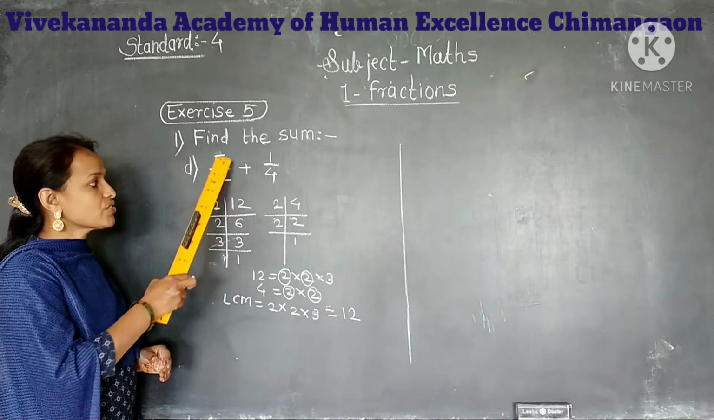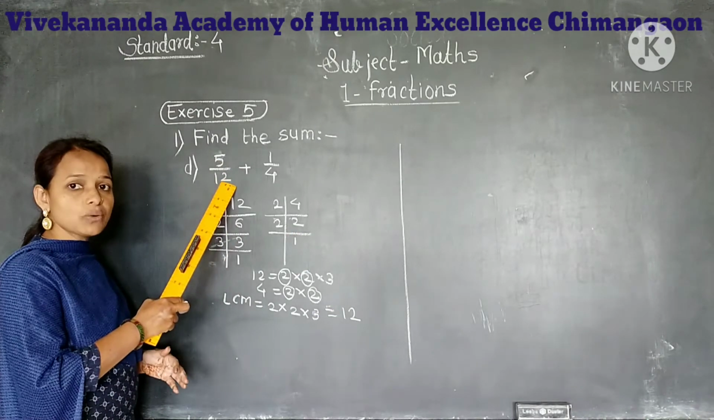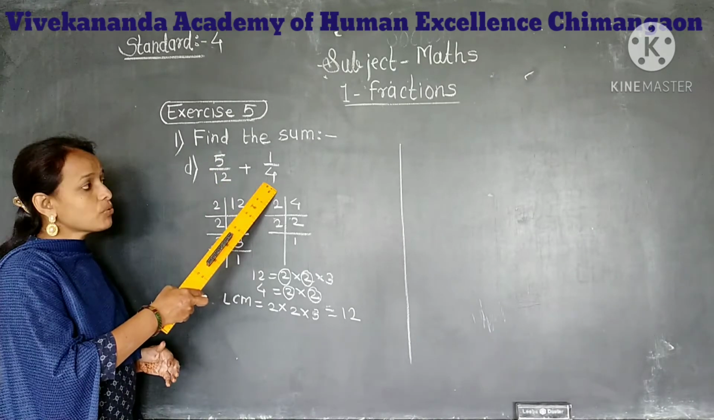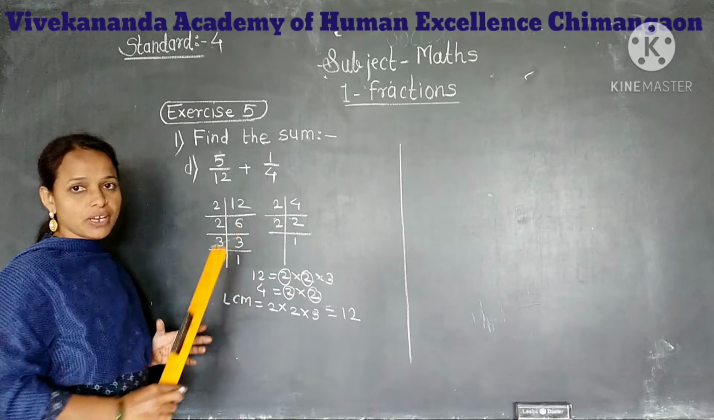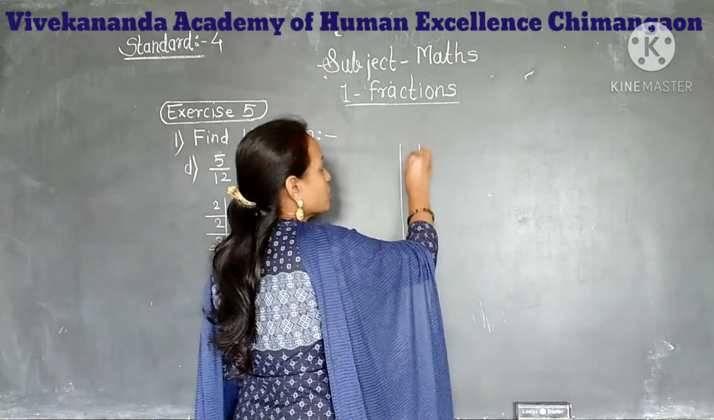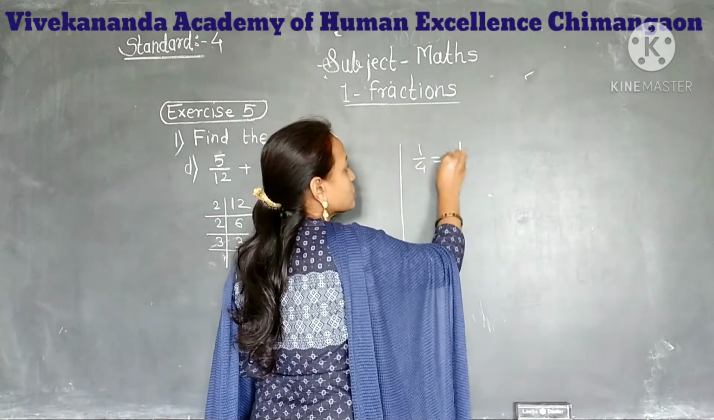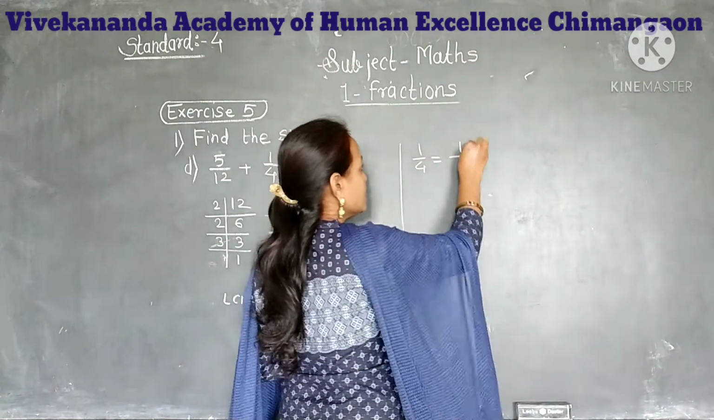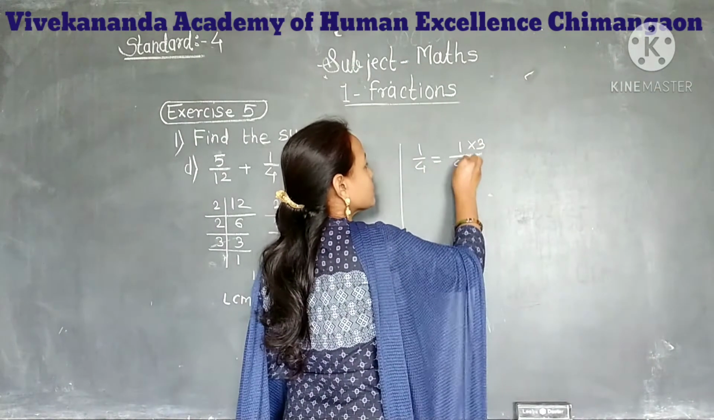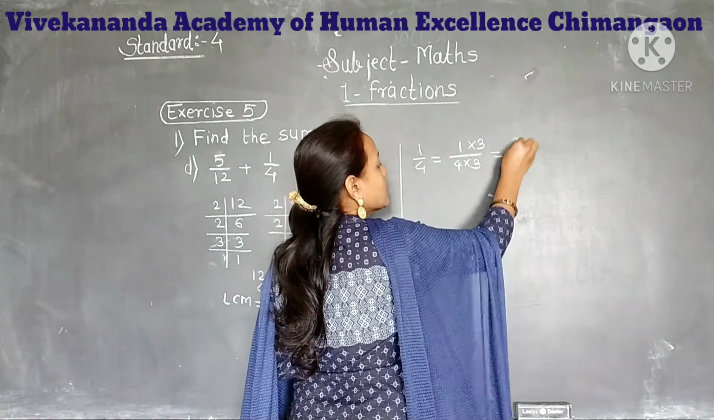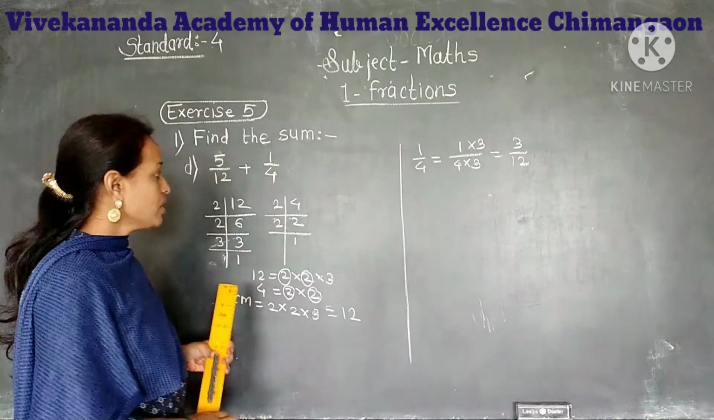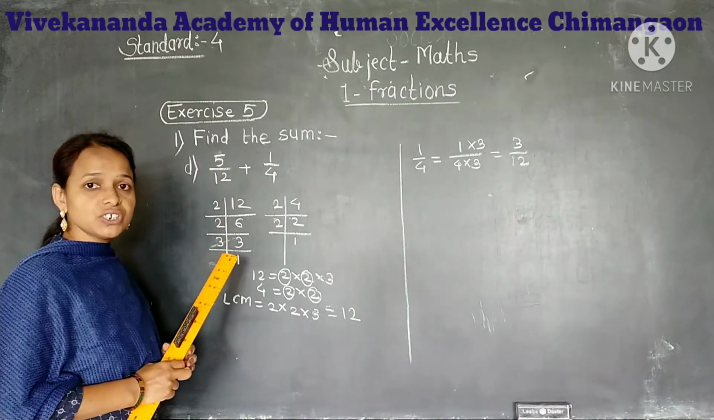Now we convert denominator as 12. But here first fraction 5 upon 12 already has denominator 12. So we have to change denominator of 1 upon 4 to 12. So second fraction 1 upon 4. 4 3s are 12. So we multiply 1 by 3 and 4 by 3. 3 1s are 3, 4 3s are 12. Now here we converted unlike fractions into like fractions.